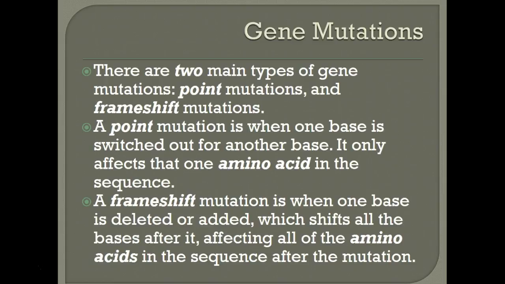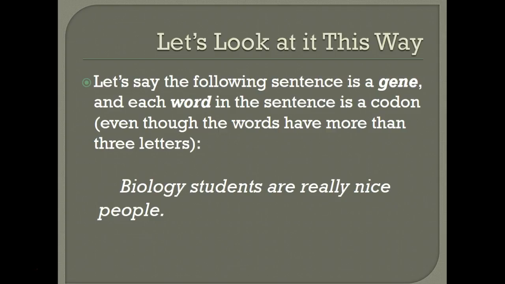Now a frame shift mutation is when one base is deleted from the DNA or added. So there's actually 2 kinds of frame shift mutations: frame shift deletion, frame shift addition. That's going to shift all the bases after it because remember, like we said, the ribosome, once it's reading the messenger RNA, it reads it 3 letters at a time. So if we're going to add a letter in or delete a letter, then that shifts how the ribosome reads that sequence. That's going to affect all the amino acids in that sequence after that mutation. So as we look at this example, that should make more sense to you.